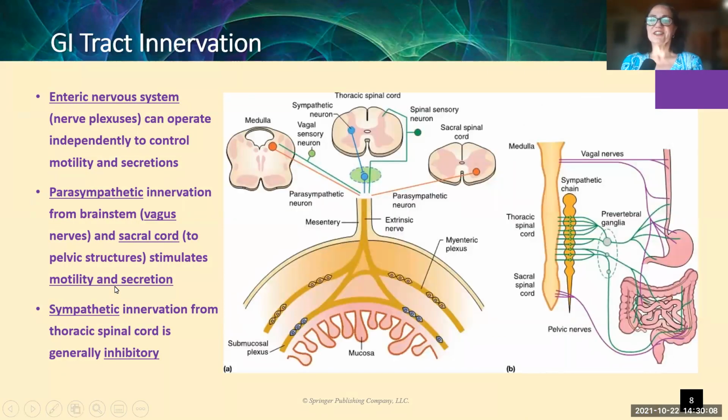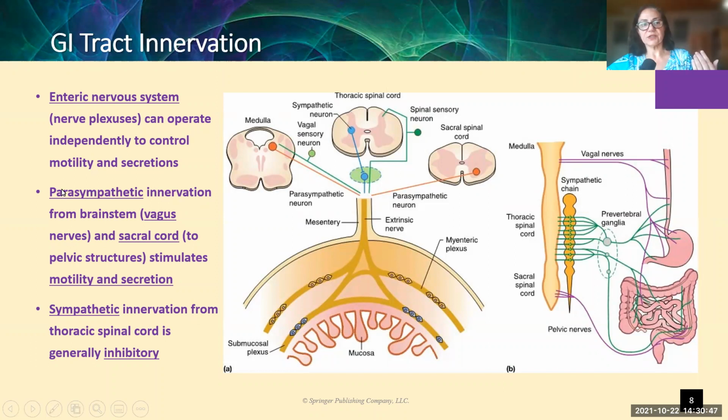All right, GI tract innervation. This is way more detail than we need, but I wanted to point out a few things here and then I'll simplify it on the next slide. So innervation, there's the enteric nervous system. These are the neurons that can create communication within the digestive system that can independently control motility, those muscle contractions that we were just talking about, as well as secretions from some of the glands. And they can act independent of the rest of the nervous system.